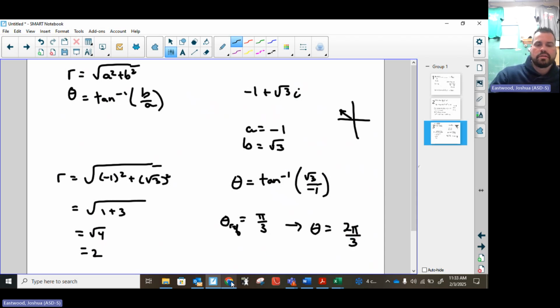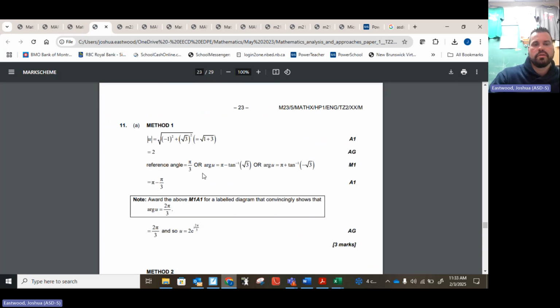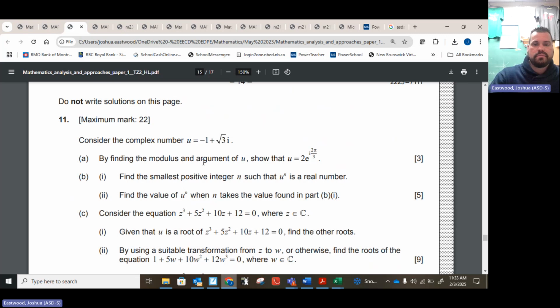It's not always well explained in the mark scheme. So if you look at the mark scheme here, it just says the reference angle is pi over 3, and then it's pi minus, or it's pi plus the arctan of minus 3. All they're saying is you have to make sure you're in the right quadrant. Okay. So that's how we get the modulus and the argument. And once you have that, you have it as it is here. So that's what you're trying to prove.